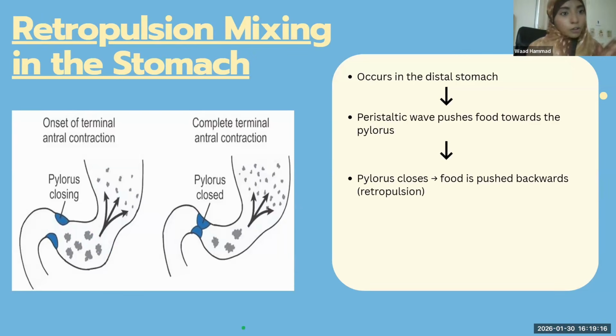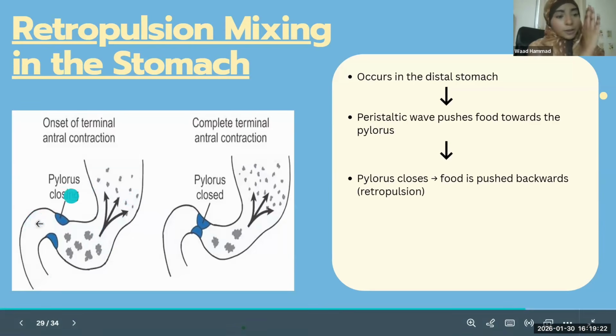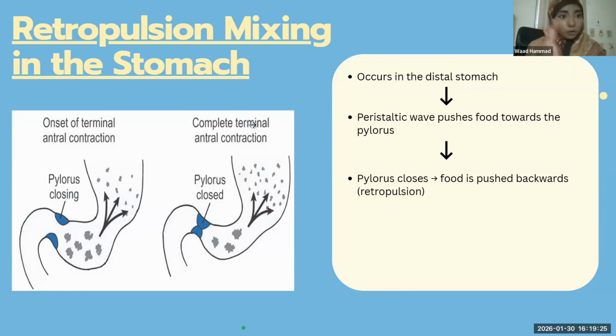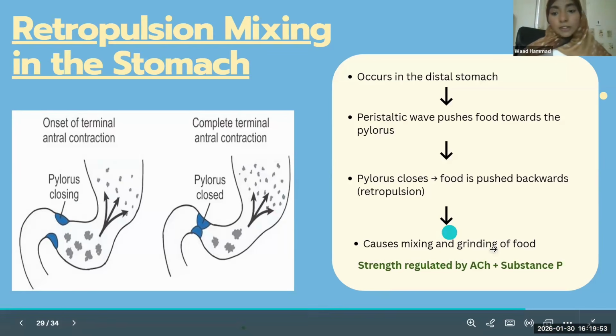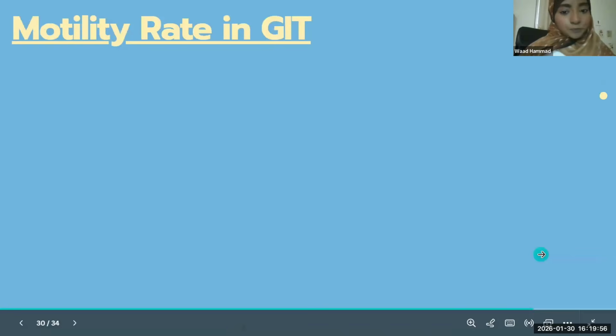So it's basically like ping pong, you could say. Peristalsis is one racket, it pushes it towards the pylorus. The pylorus is the other racket, it pushes it back. So it's kind of a back and forth. And this back and forth is called retropulsion. And our stomach naturally does that because it wants to mix and grind food more. So it's a pretty simple concept of retropulsion mixing. It's when peristalsis pushes food towards the pylorus, but the closed pylorus pushes the food back, and it's a back and forth like a tennis game, and it just causes the food to mix more and more and more. Okay, and the strength is regulated by ACh and substance P.